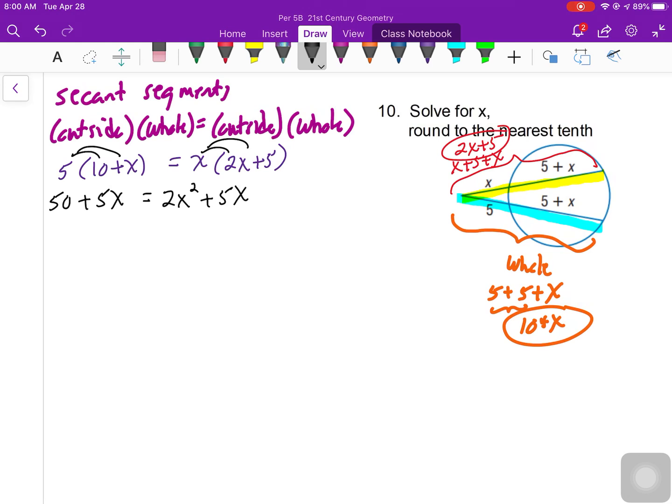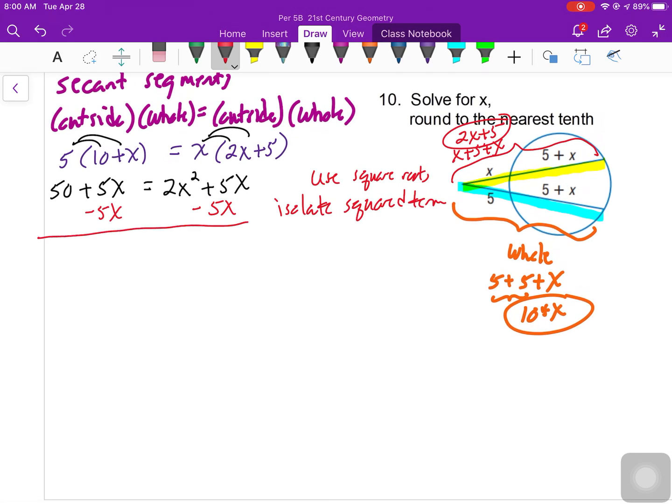And you can see that we do have x's on both sides, but I think I can solve this one by using square roots. So what we're going to do is try to isolate the squared term. And that's because we're going to try to use square roots. We reviewed this technique again on the first week of this chapter. So I'm going to subtract the 5x on both sides. When we do that, we end up with 50 equals 2x squared.